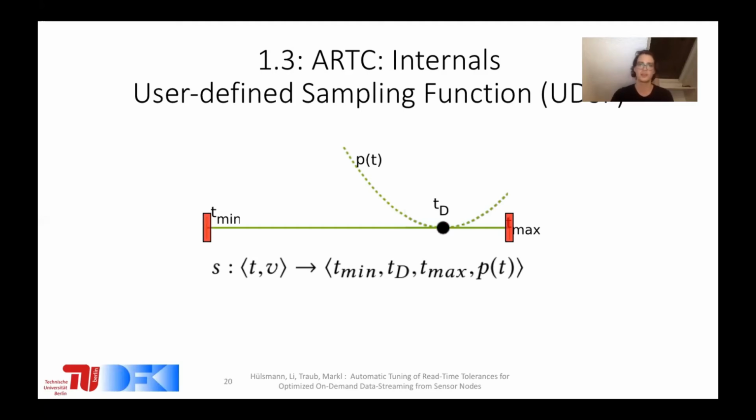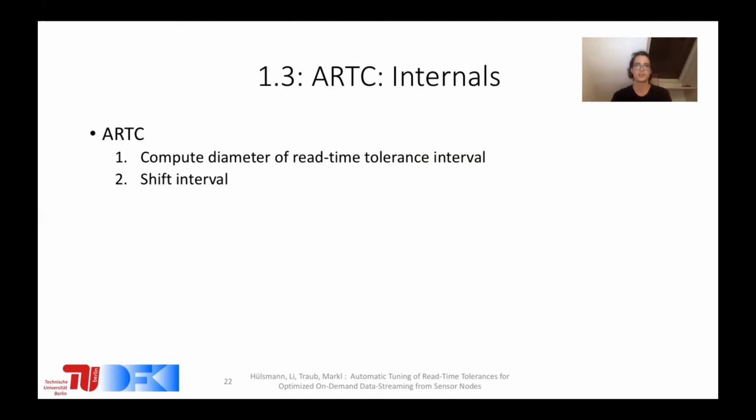ART-C implements the second part of the specification of a user-defined sampling function and hence iteratively computes the read time tolerance. To be less dependent on the read time suggestion algorithm, we divide our solution into two parts. Firstly, adapting the diameter of the read time tolerance interval, and secondly, shifting the interval around the next suggested read time.